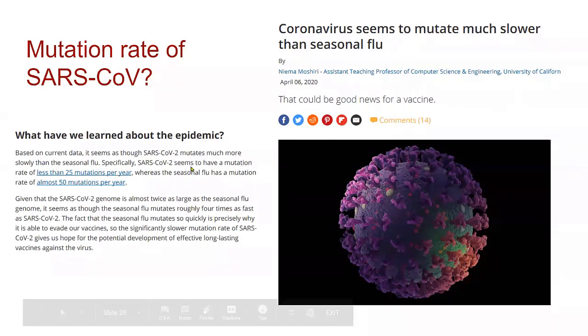So then, you know, this was done by a computer scientist at UCSD. That got cut off here. It says University of California, San Diego. And looking at all the data that he could get based on the current data, it seems as though this SARS-CoV-2 mutates about 25 mutations per year. Seasonal flu is 50 mutations per year. So that's good in a way and bad in another way. Smallpox had much fewer than this, and that's why it's gone.